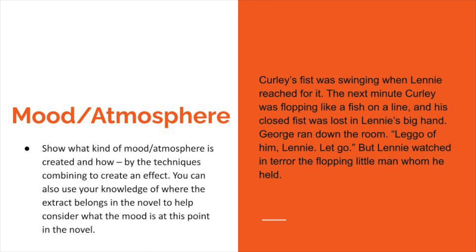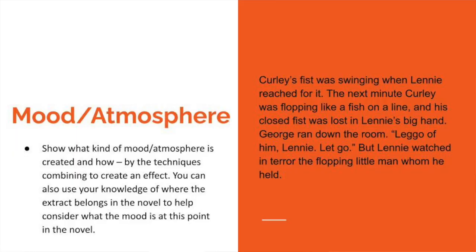Curly's fist was swinging when Lennie reached for it. The next minute Curly was flopping like a fish on a line, and his closed fist was lost in Lennie's big hand. George ran down the room. "Let go of him, Lennie, let go." But Lennie watched in terror the flopping little man whom he held.